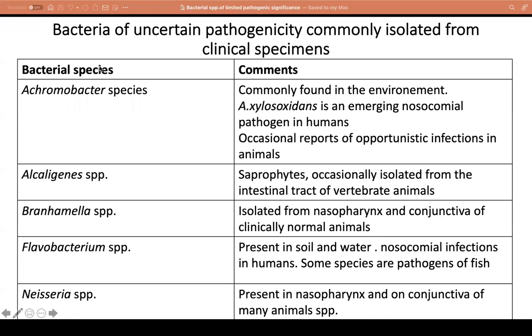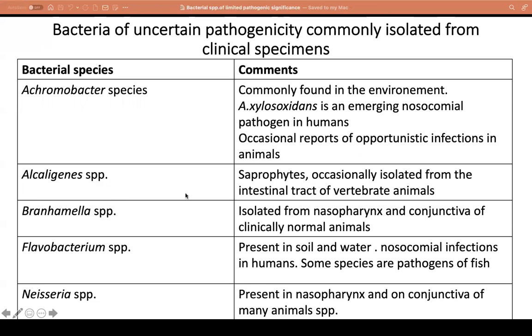So these are bacteria of uncertain pathogenicity, not yet established. They were commonly isolated from clinical specimens. We have Achromobacter, commonly found in the environment. Achromobacter xylosoxidans is an emerging nosocomial pathogen in humans. Occasional reports of opportunistic infection in animals have been reported.